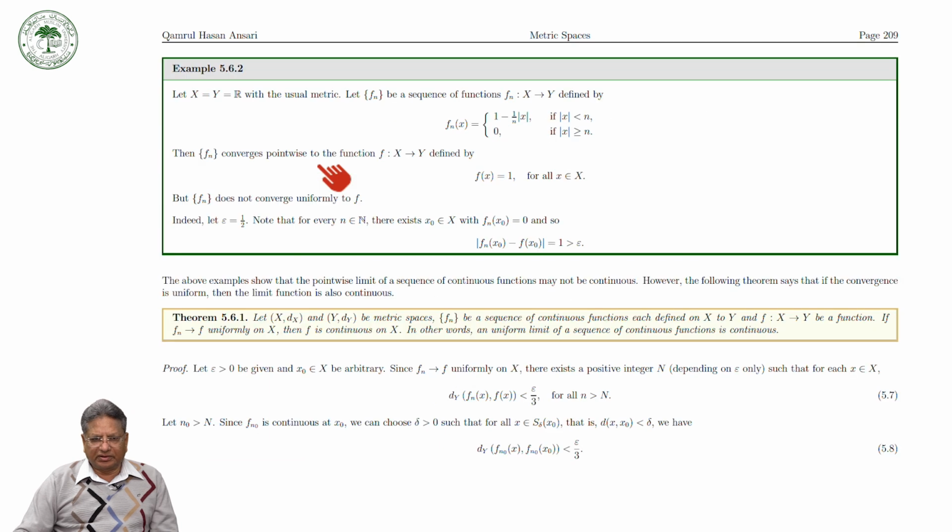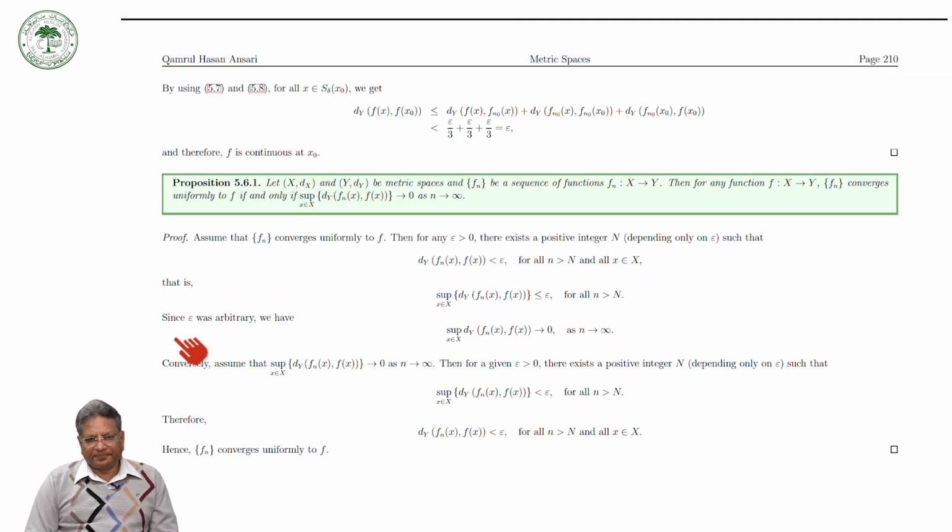So it means that if Fn is a sequence of continuous functions that converges uniformly to f, then the function f is also continuous. We have proved that, but it is not true when the convergence is pointwise.